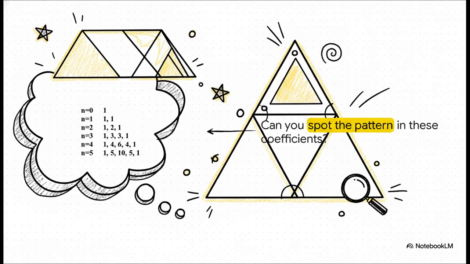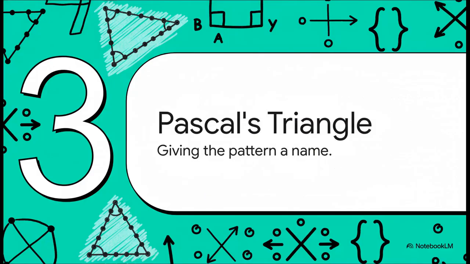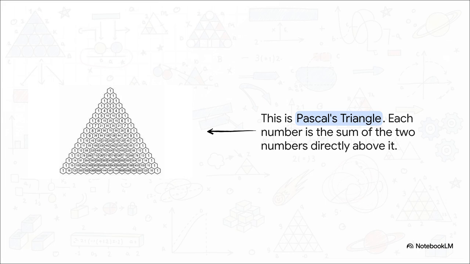So what if we just get rid of the letters for a second and only look at those coefficients? A really cool structure starts to pop out. Can you see it yet? Yeah, that beautiful, perfectly symmetrical pattern isn't random at all. It actually has a super famous name, and the rule to build it is, well, it's surprisingly simple. And this is Pascal's triangle.